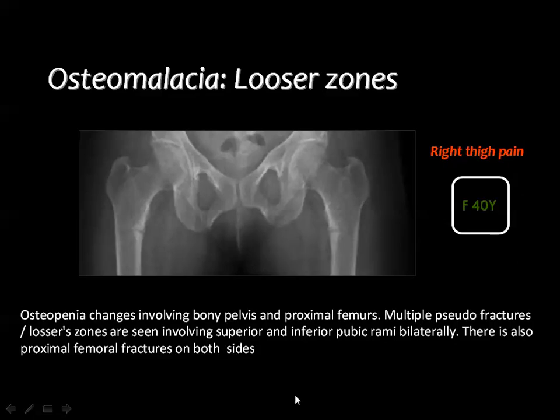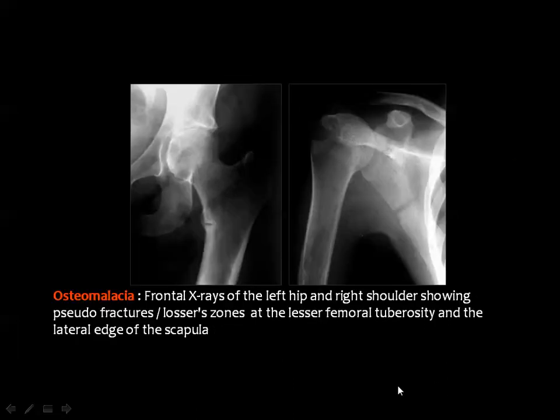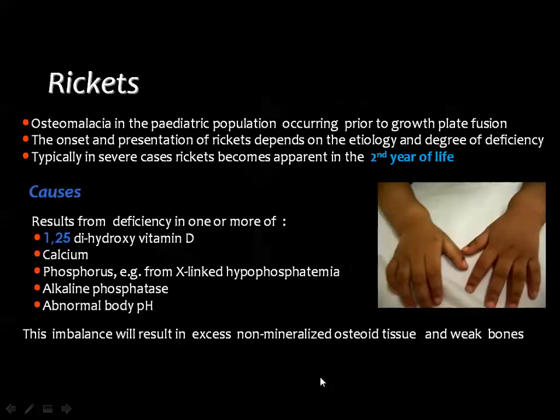And there are here Looser zones in the iliac, in the inferior pubic ramus, and Looser zones also in the medial aspect of the femur that are typical of osteomalacia. Also the lateral border of the scapula and the medial aspect of the femur are common sites for Looser zones. Then rickets is the osteomalacia of children.